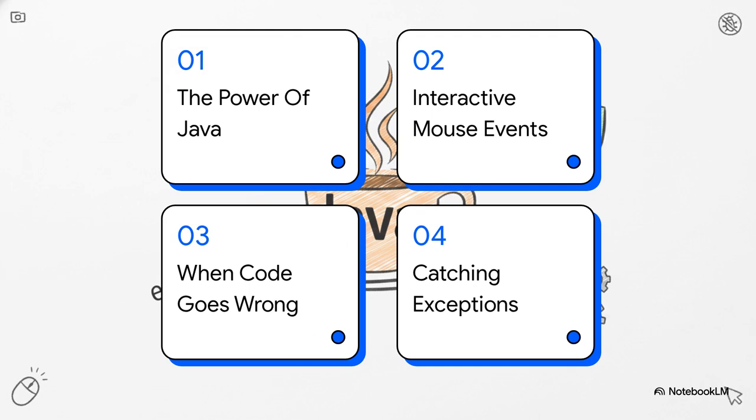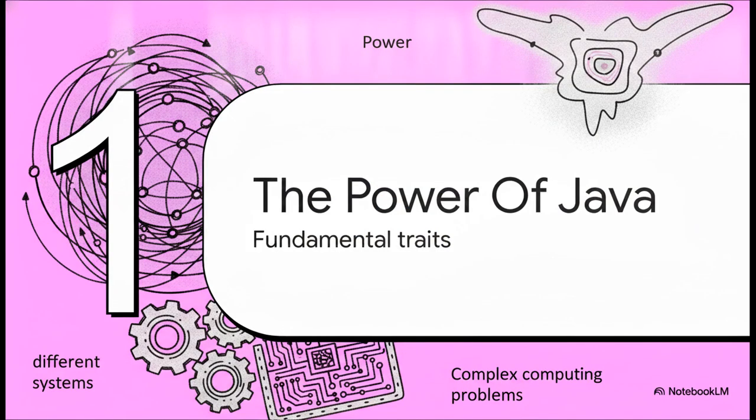Here's our quick 4-step roadmap for today. First, the power of Java. Second, interactive mouse events. Third, when code goes wrong. And finally, catching the exceptions. Starting off with part 1, the power of Java.